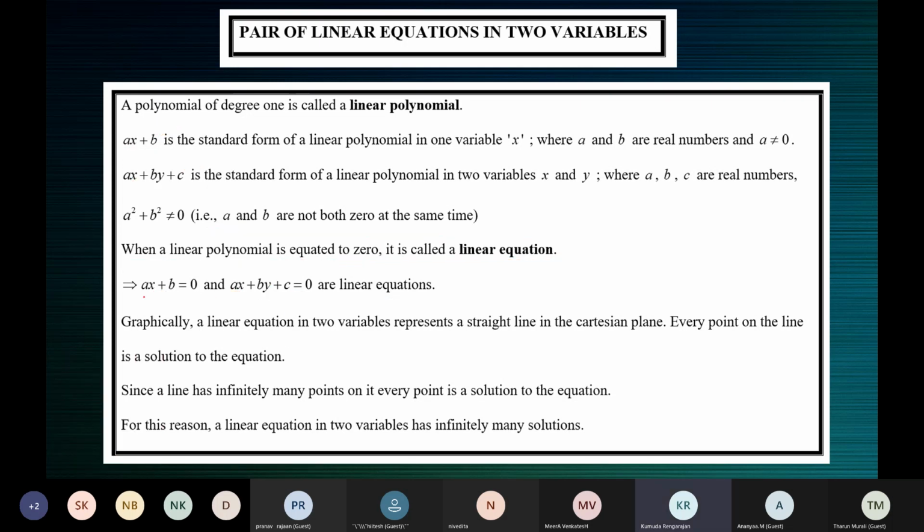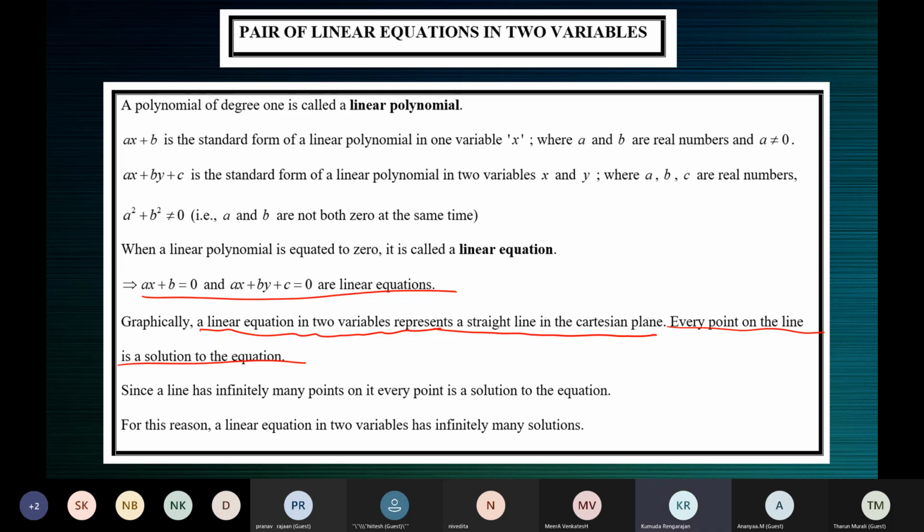Okay, so that's what it is till here. And we also just recall this. Every linear equation in two variables represents a straight line in the Cartesian plane, and every point on the line is a solution to the equation. We saw all this last year. Every point on that straight line is a solution to the linear equation. A linear equation in two variables is a straight line in the Cartesian plane.